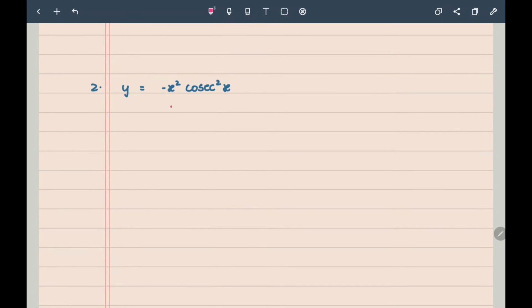Here the value of u we are having minus x square, and the value of v is cosecant square x. So, and the value of the derivative of each term, du by dx is equals to minus of 2 into x power 2 minus 1 here.